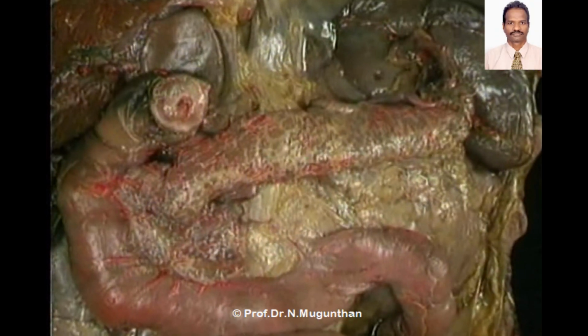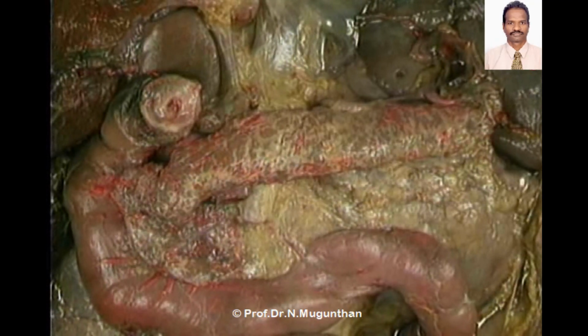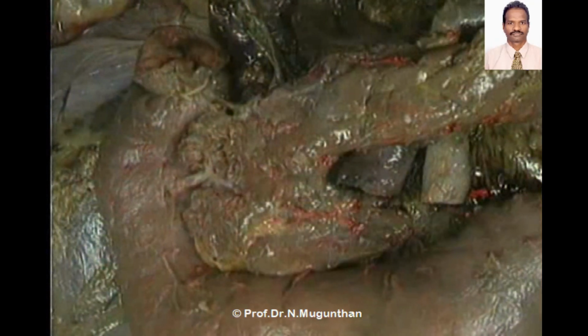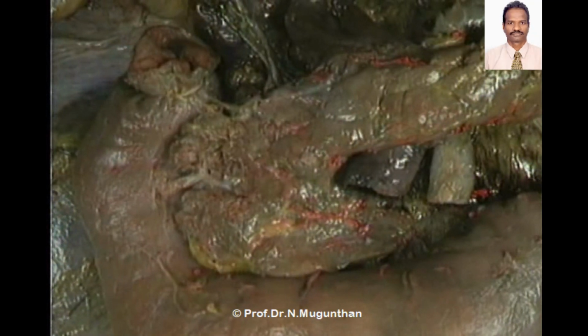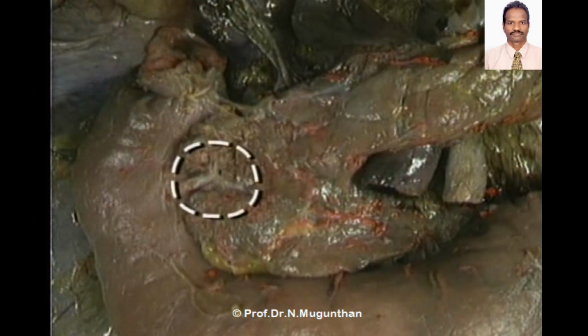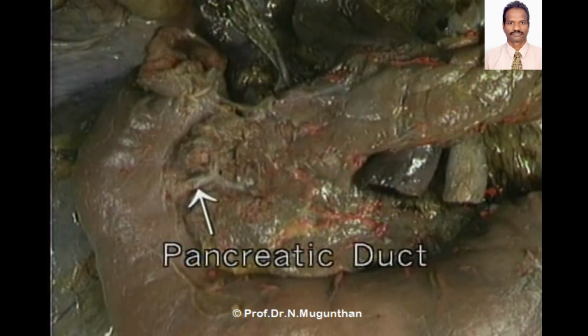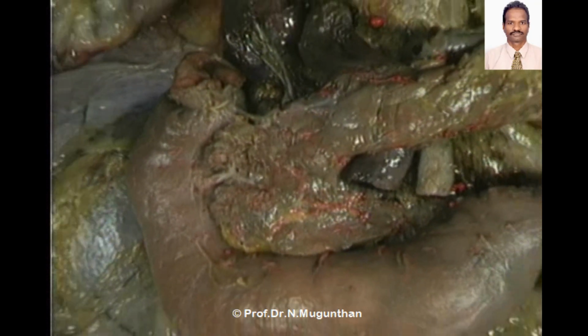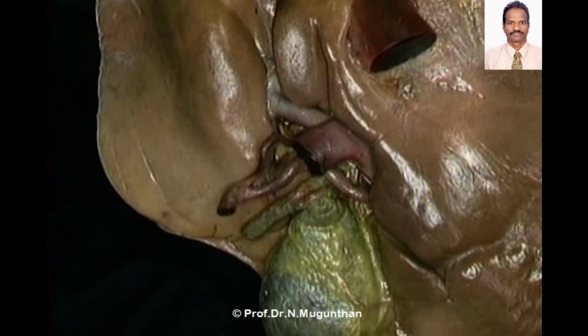This is the small projection from the head of the pancreas, the uncinate process, and this is the neck of the pancreas where the portal vein is related. Here you can see the pancreatic duct. See the main pancreatic duct, the dotted circular line indicating it. The pancreatic duct joins with the bile duct and opens into the second part of the duodenum.